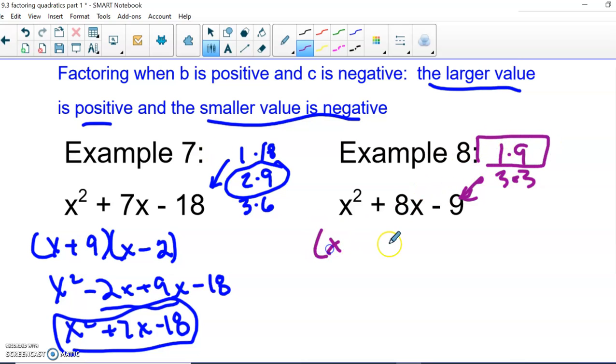So we're going to set up our parentheses. And again, one has to be positive, one has to be negative. And we want our difference, when we combine our like terms together, we want it to be a positive. So we want our bigger number to be positive. So we're going to make our 9 the positive, we're going to make our 1 the negative, and that's going to guarantee we end up with a positive 8.